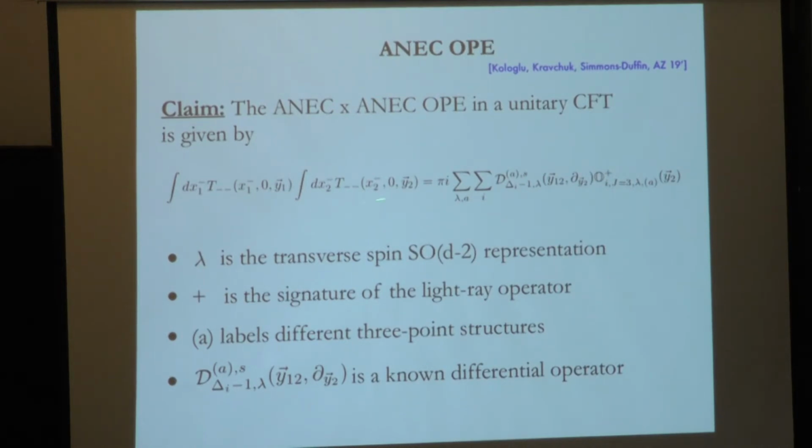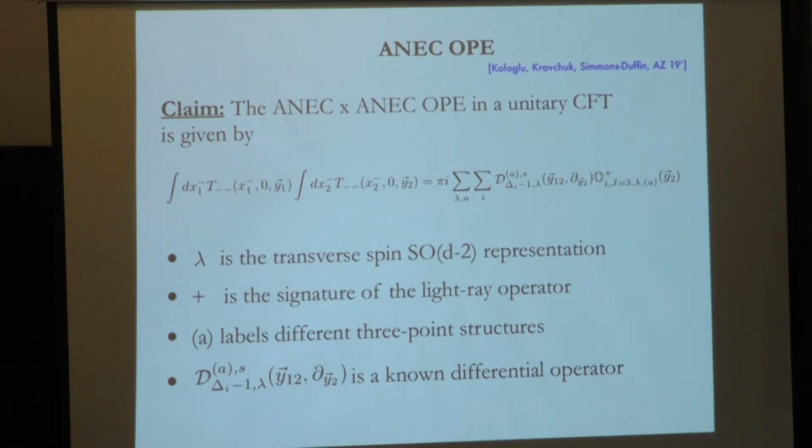Then the claim is that the OPE of two stress tensors can be written as a sum of signature plus spin 3 operators. Because there is this transverse plane y, there are certain representations that can appear in this transverse plane, and I will tell you which ones. And this D is the differential operator, which is also fixed by symmetries. So this is a very explicit formula.